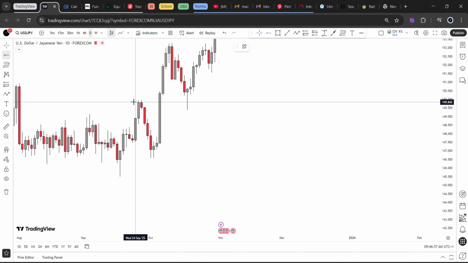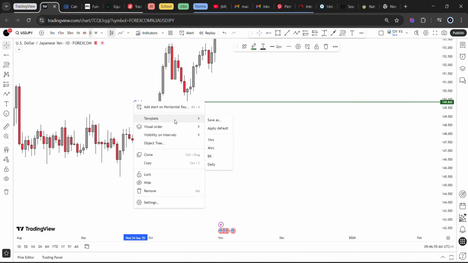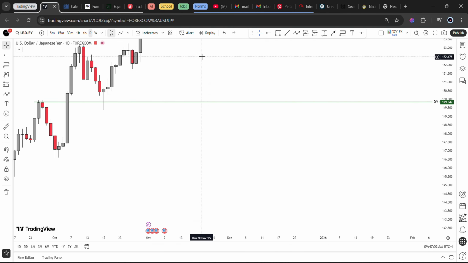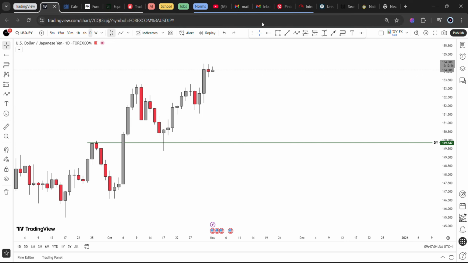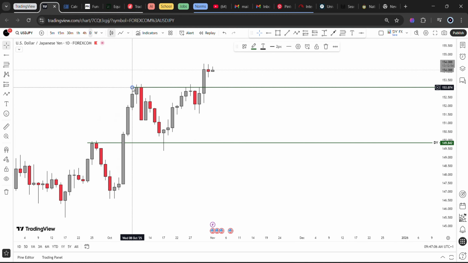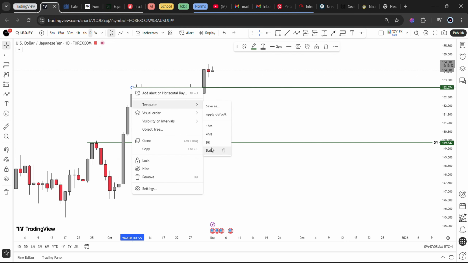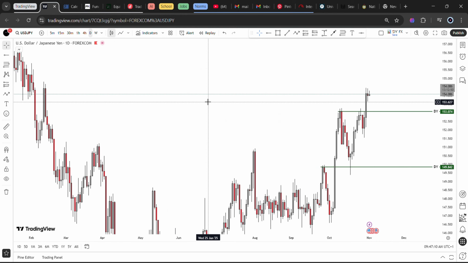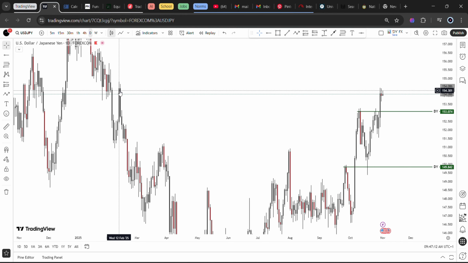So now on the daily time frame, we can see that we have our support zone right there. Then that is also a resistance zone that has been broken. So we expect the market to come back to retest that zone before we continue moving to the upside.